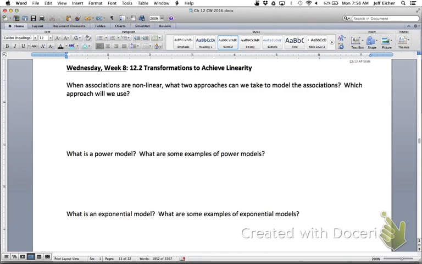Mr. Eicher here to teach 12.2, Transformations to Achieve Linearity. In your class notes, we have: when associations are non-linear, what two approaches can we take to model the association, and what approach will we use?